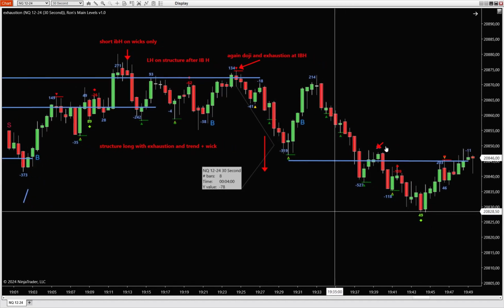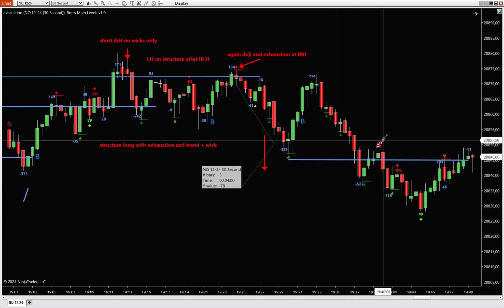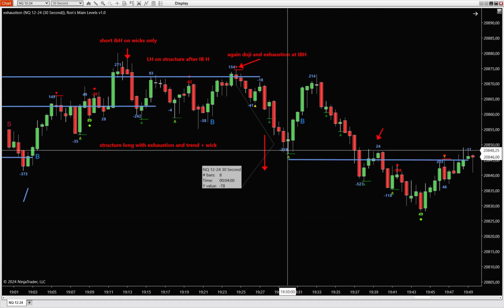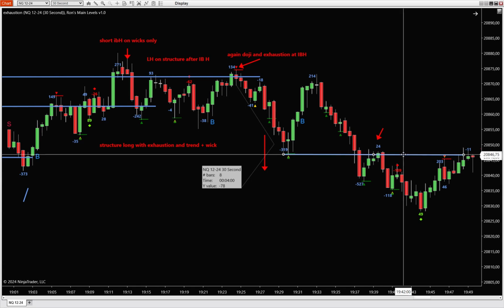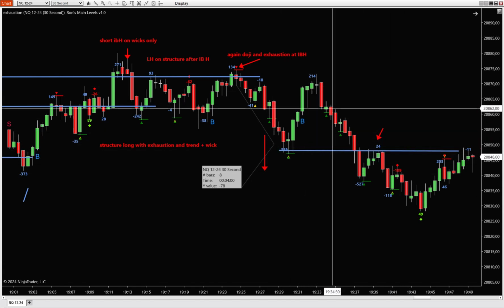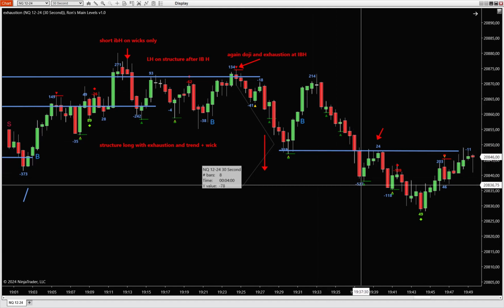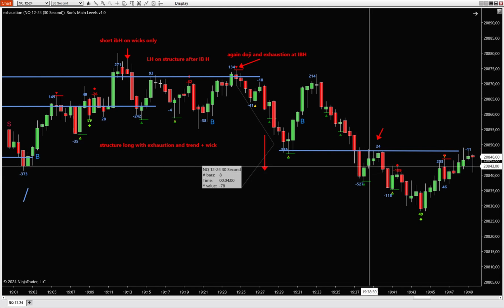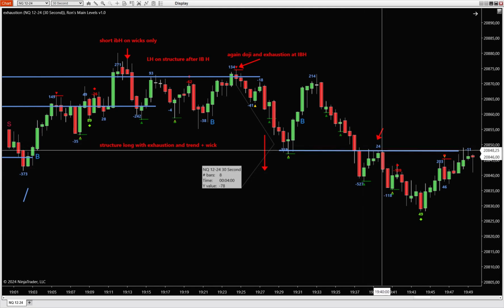Then, what did we have? Look at these numbers. This is the structure right here. This is the structure. Price pushing back, retest, breaking structure. This low breaks this one. Okay, I wait for the retest. There are almost no buyers here.